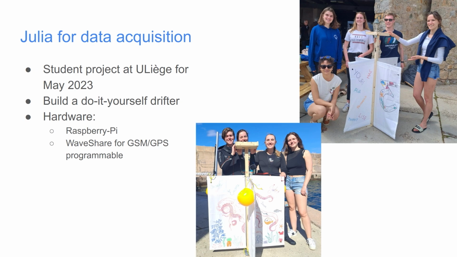Another thing, I'm almost running out of time. So another thing that we did with students is we asked them to build the drifter themselves, to build a device to measure ocean currents, which is a drifter which simply follows the ocean currents. And it was quite a fun project, and we used Julia as a data logger and to transmit the position.